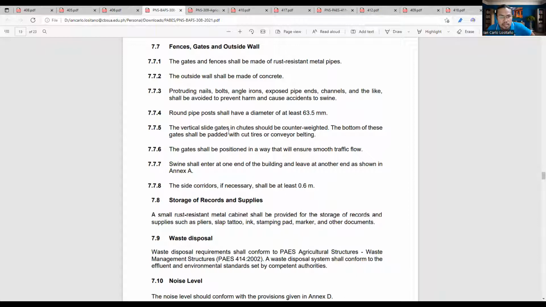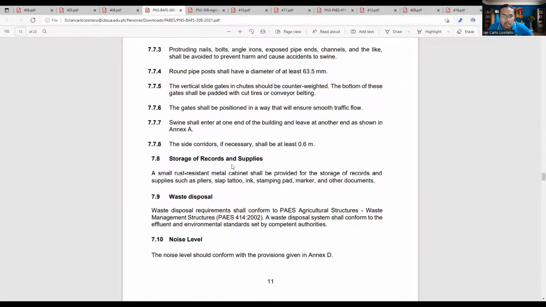The vertical slides, gates, and chute should be counterweighted. The bottom of this gate shall be padded with cut tires or conveyor belting. The gate shall be positioned in a way that will ensure smooth traffic flow. Swine shall enter at one end of the building and leave at another end, as shown in Annex A. Side corridors, if necessary, should be at least 0.6 meters.